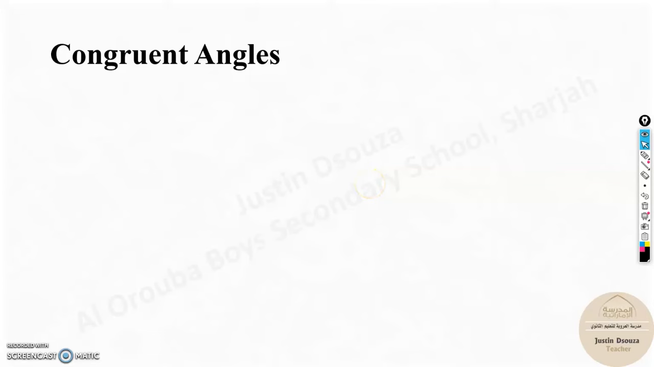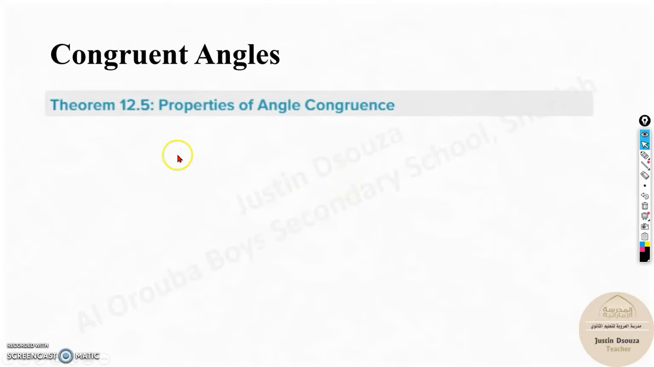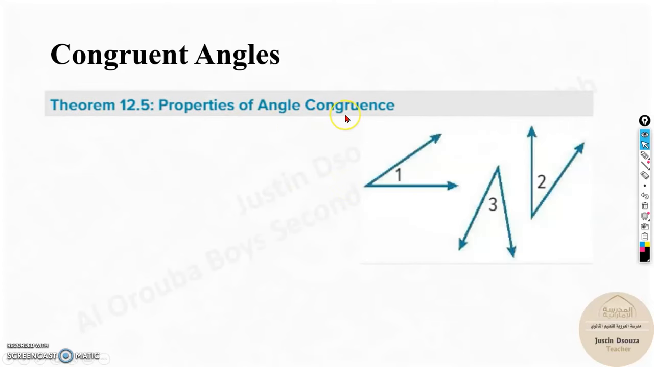Now we will learn about congruent angles. Before we start with the problems, we will go through a few of the theorems. Over here, we have a few properties of angle congruency. So this is the measure of angle 1, 2, and 3. These are three separate angles.